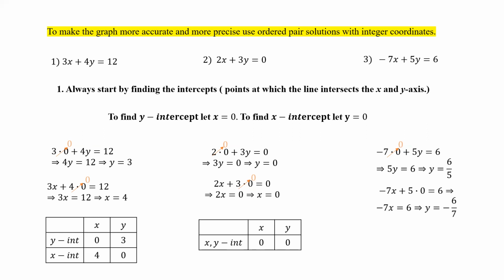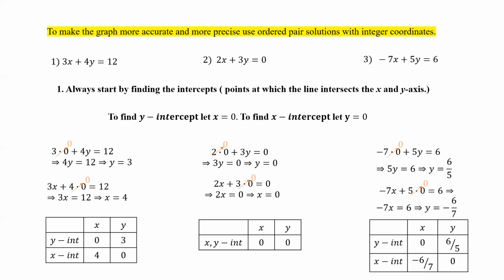And to find my x-intercept, I will let y be equal to 0. So 5 times 0 is equal to 0. I will end up with negative 7x equals 6. If I divide both sides by negative 7, I'm going to have x equal to negative 6/7. And again, I'll put them into the table.